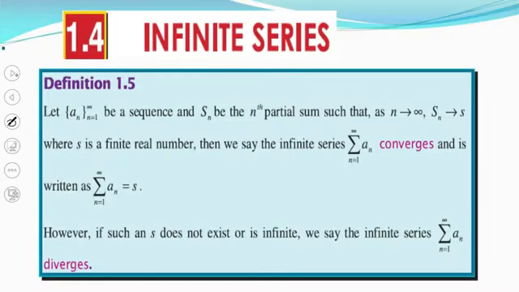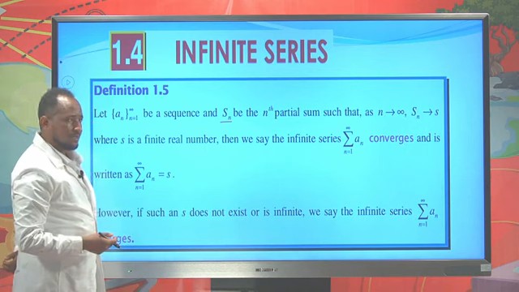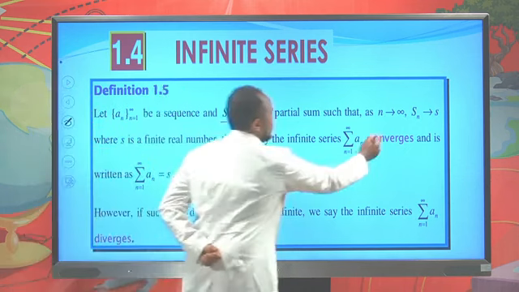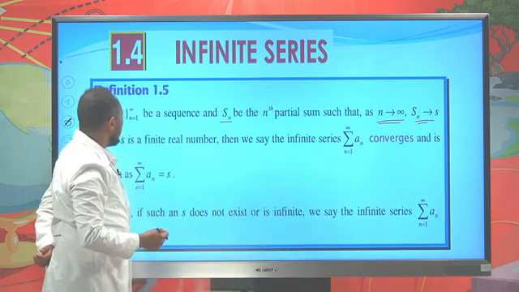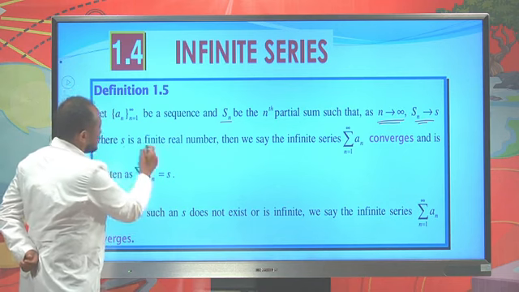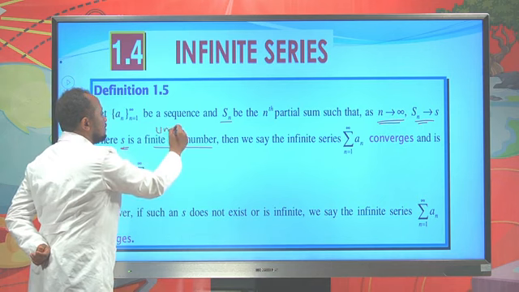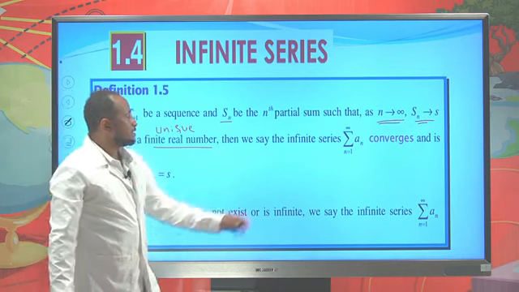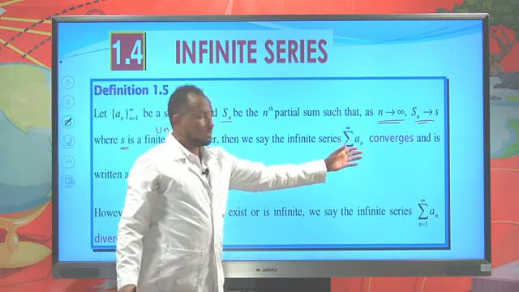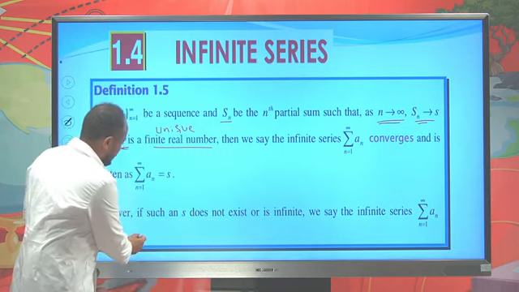Now let's see this one. Let an be a sequence and Sn be the sum of n terms of this sequence. As n goes to infinity, if Sn goes to S, where S is a finite unique real number, then we say that this infinite series converges. Otherwise, if S does not exist, it diverges.